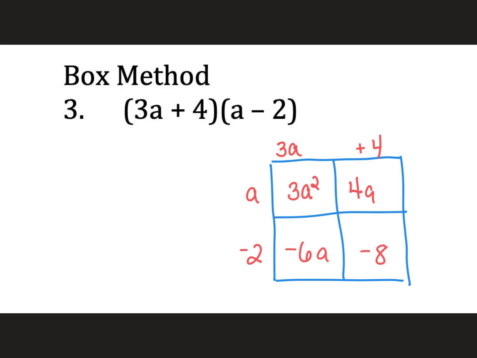Now, one more step is you often have like terms. They won't always, but many times they're going to be on one of the diagonals. So the last thing you need to do is express your answer, which would be 3a squared, negative 6 plus 4a would be negative 2a, and then there's a minus 8.